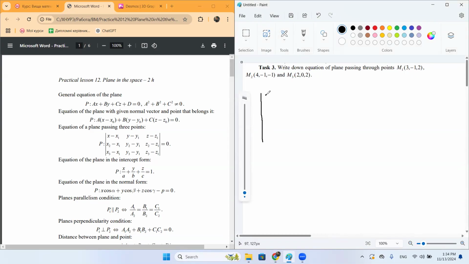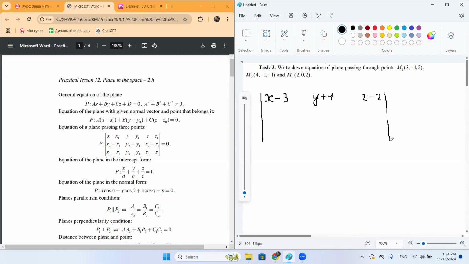So, writing down the equation. And be careful so that every time we subtract x1, y1, and z1, the coordinates of the first point that we choose. So, x minus 3, y plus 1, z minus 2.